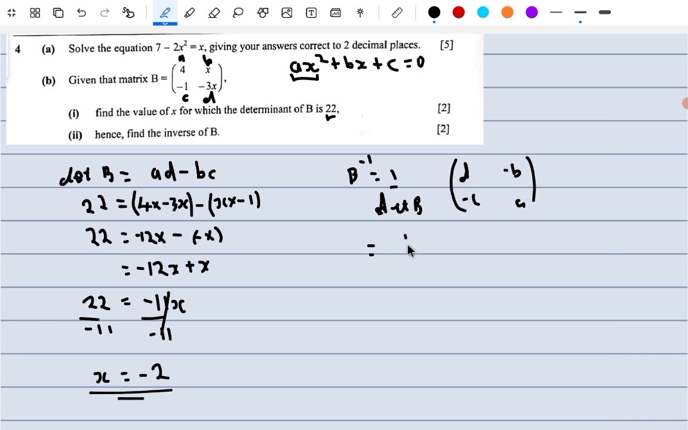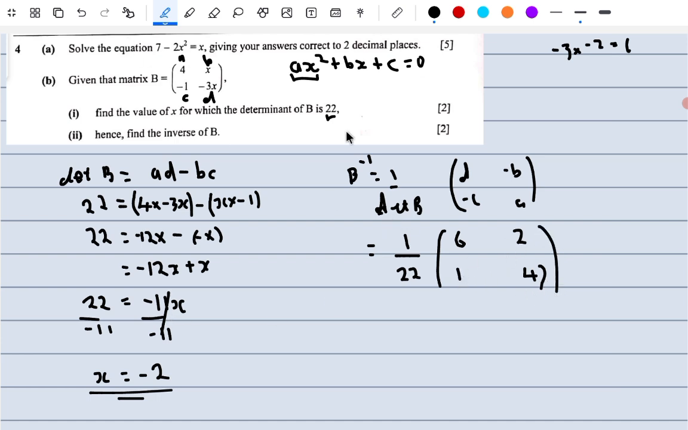It's going to be 1 over determinant B. What is determinant B? It is 22. D is this one, negative 3x. Now x, we know what it is. X is negative 2. So if you have negative 3 times negative 2, you get positive 6. So it's 6. A is 4. B is x, and x is negative 2. Multiply it with this negative, it will be positive 2. C is negative 1. Multiply it with a negative, it is 1.